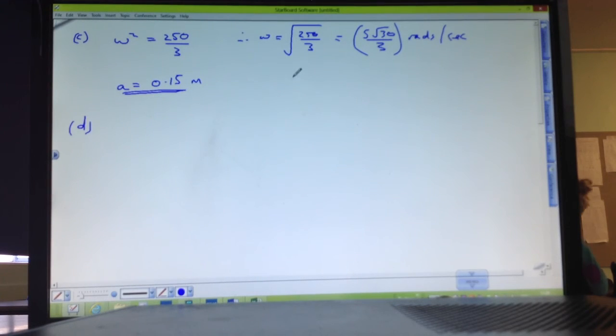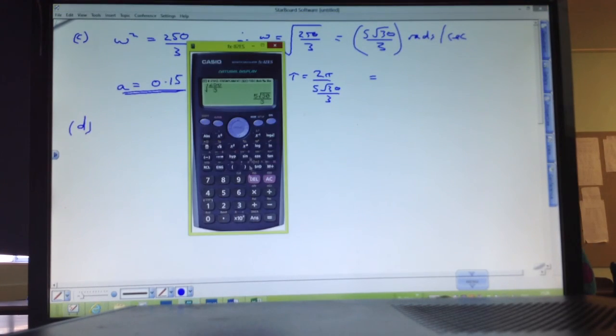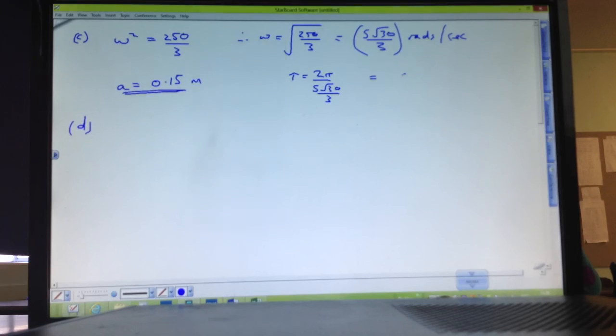So I've got period back up here. Tau is equal to 2 pi over omega. Now, omega is this here, so it's 5 root 30 over 3. The 3 comes up and all that malarkey, and I suppose we'll have to work it out as a decimal. Okay, so I need to do fraction button, 2 shift pi, and scroll down and put answer plus equals. That's it, 0.688, and it is seconds. Okay, it's a full complete revolution.